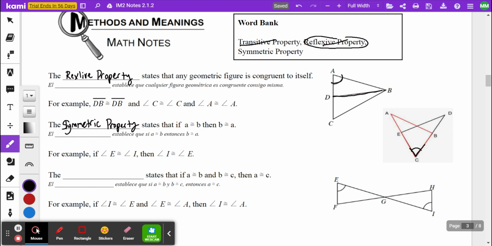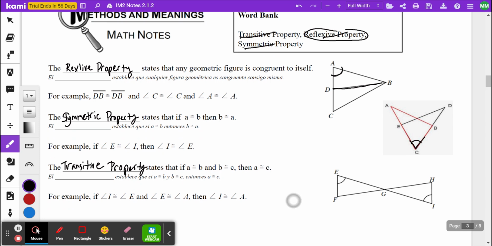The last one is the transitive property for real. The transitive property. And that states that if A is congruent to B and B is congruent to C, then A is congruent to C.